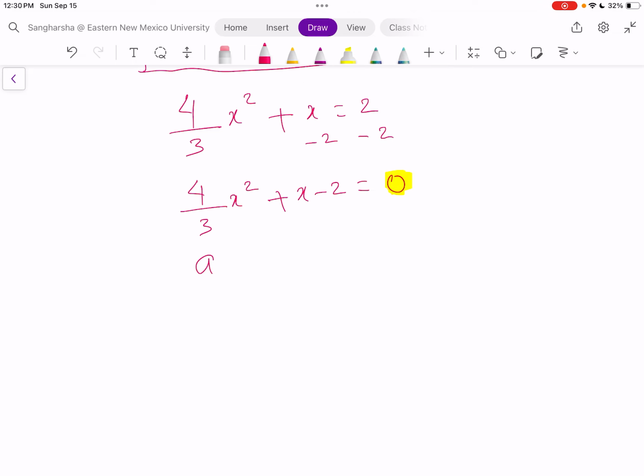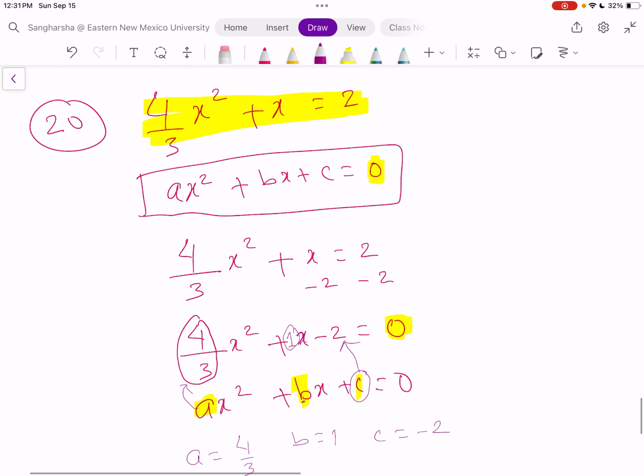Now we compare this equation with the standard form of the quadratic equation. You compare and find the value of a, the value of b, and the value of c. If you compare here, for a we have 4 over 3. So this is our a. b is the coefficient of x, the number in front of x. In front of this x we don't see any number, but it's always 1. So 1 is the b. Our a is 4 over 3, b is 1, and c is the constant, which is negative 2. So c is negative 2.